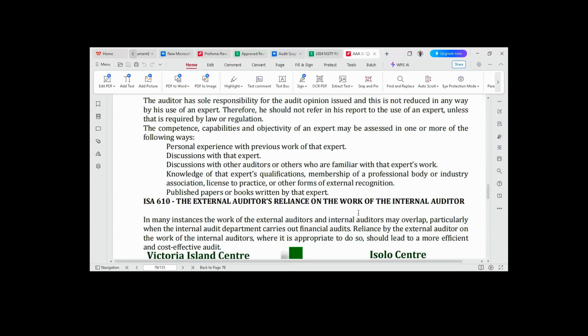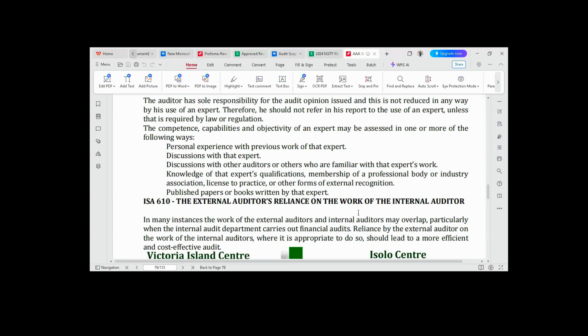So let's continue. So that's all about the auditor's experts. Okay, we'll go to the next area. Reliance on the work of the internal auditor. All right? Reliance on the work of the internal auditor.